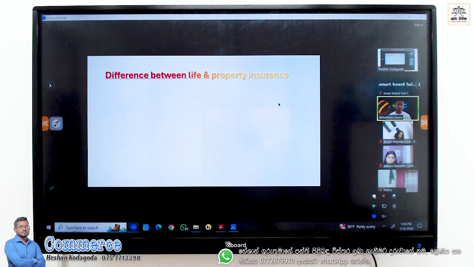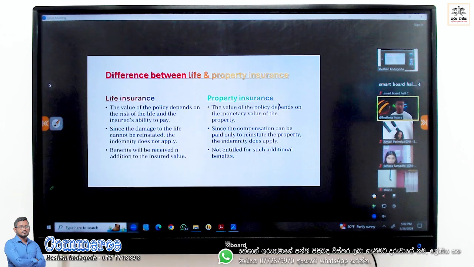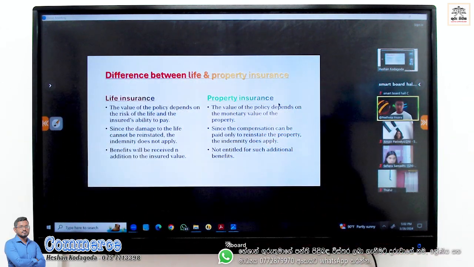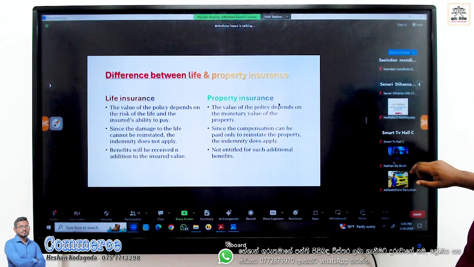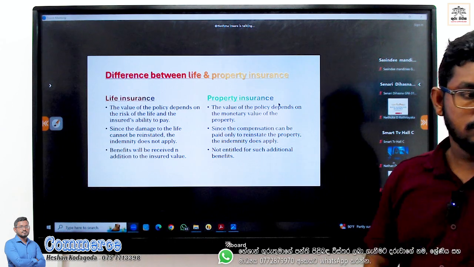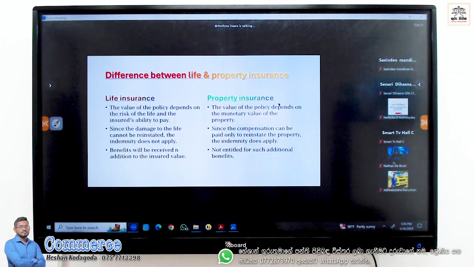Differences between life and property insurance. The value of the policy depends on the risk of the life and the insured's ability to pay. The value of the policy depends on the monetary value of the property in property insurance. Since the damage to the life cannot be reinstated, the indemnity does not apply in life insurance. Compensation can be paid only to reinstate the property. The indemnity does apply in property insurance. Benefits will be received in addition to the insured value in life insurance and not entitled for such additional benefits in property insurance.